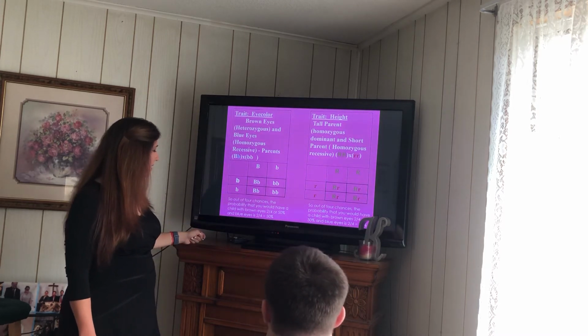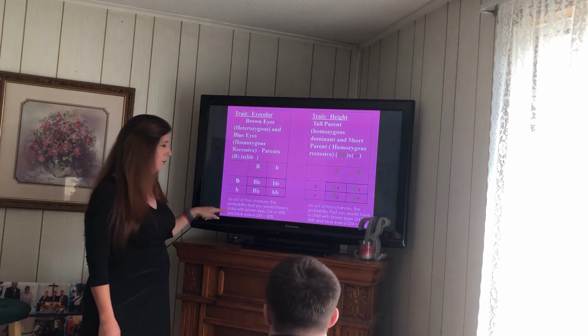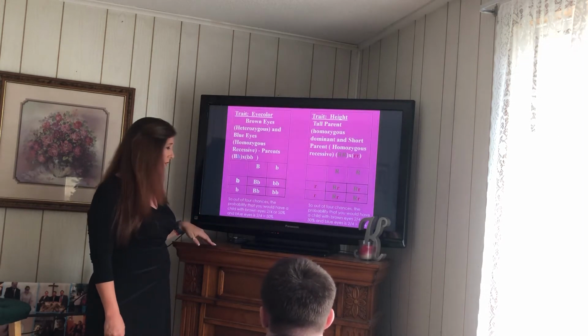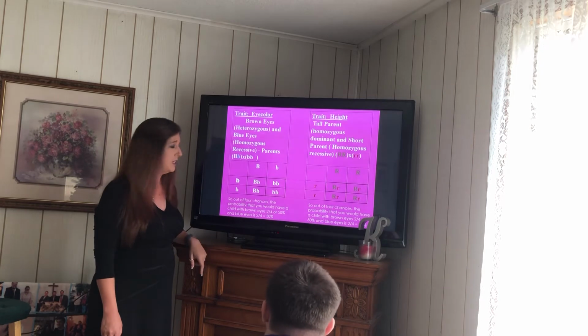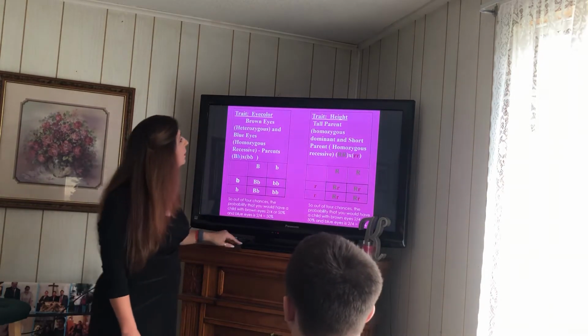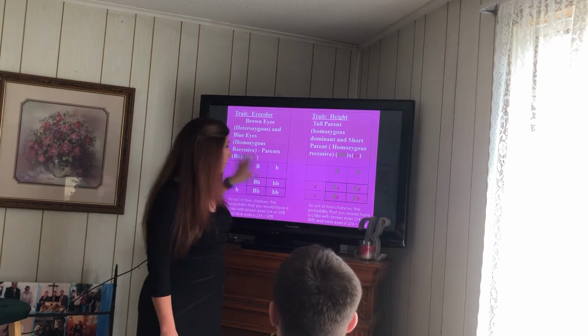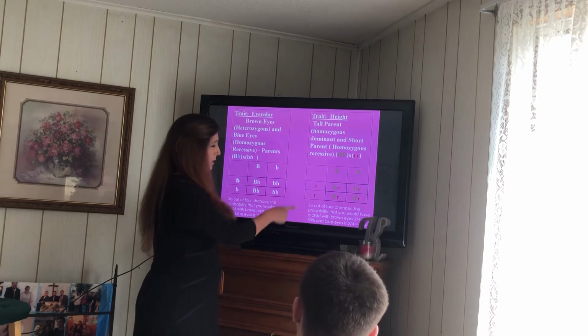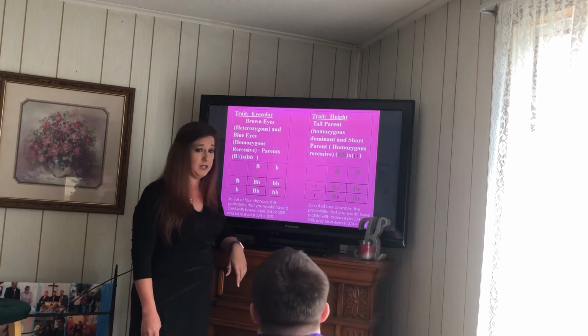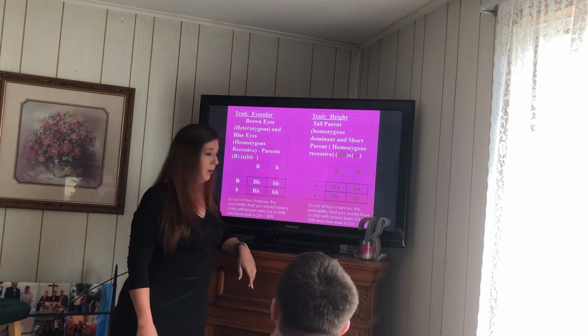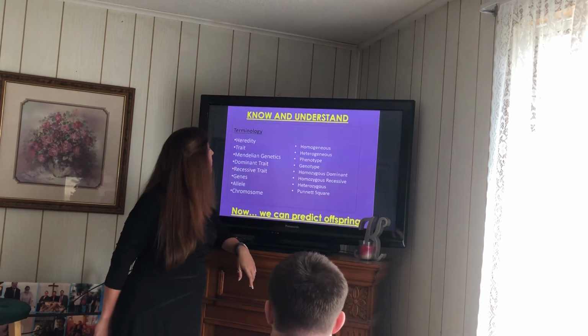So out of 4 chances, the probability that you would have a child with brown eyes is 2 out of 4, or a 50% chance. And blue eyes, 2 out of 4, which is a 50% chance. So it could go either way. For height, out of 4 chances, the probability that you would have a child with brown eyes is 2 out of 4, or 50%. And blue eyes is 2 out of 4, which is 50%.